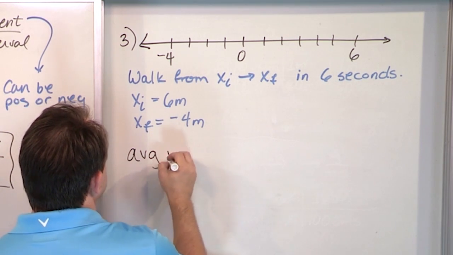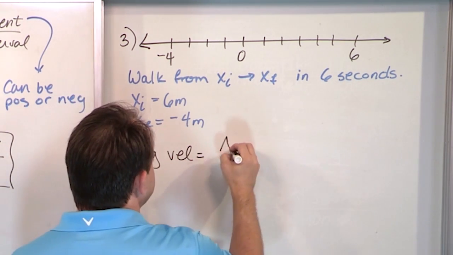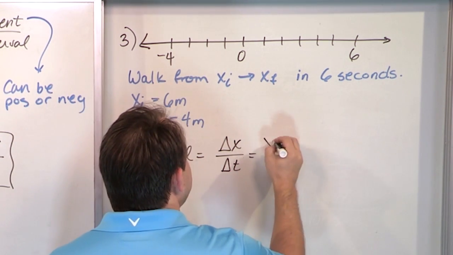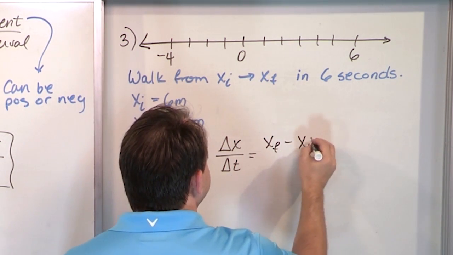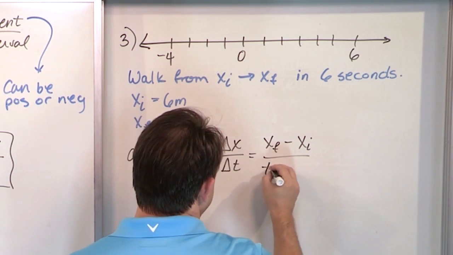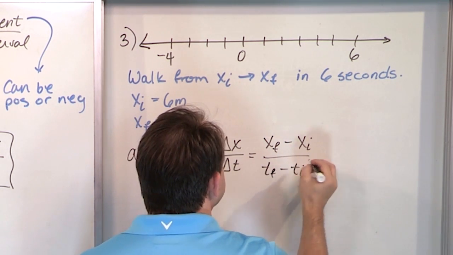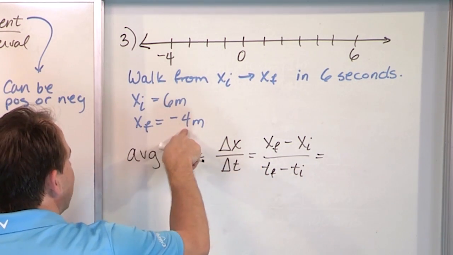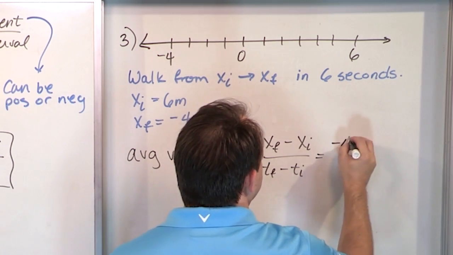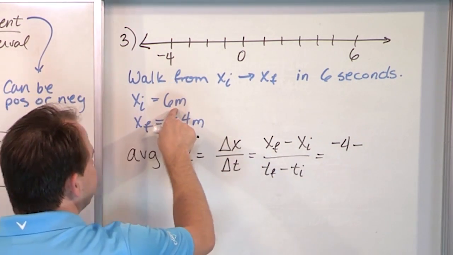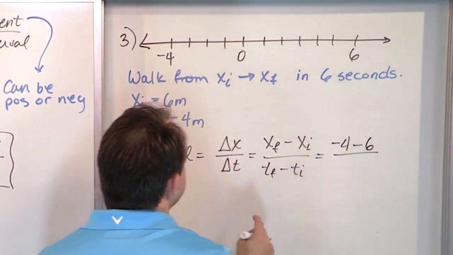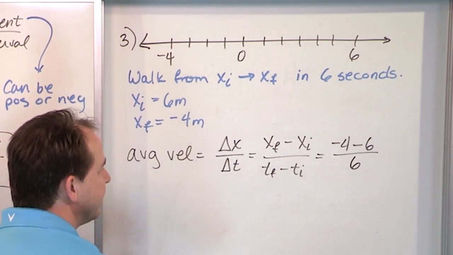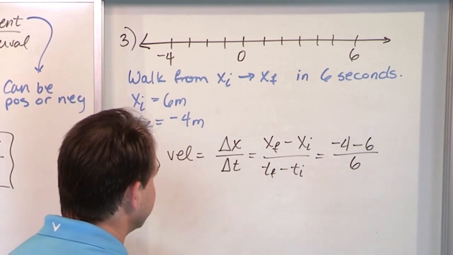The average velocity is going to be equal to the change in x divided by the change in t, displacement over time. So that's the final position minus the initial position, divided by the final time minus the initial time. Now, what do we have here? The final position, we're told, is at -4 meters. And we subtract the initial position, which is +6 meters. So you just plug them in straight away. And then you have an elapsed time, which you're told is 6 seconds. Just stick that in there. There's no reason to subtract anything because elapsed time is given to you in the problem.